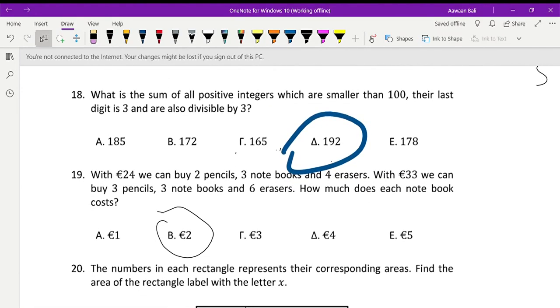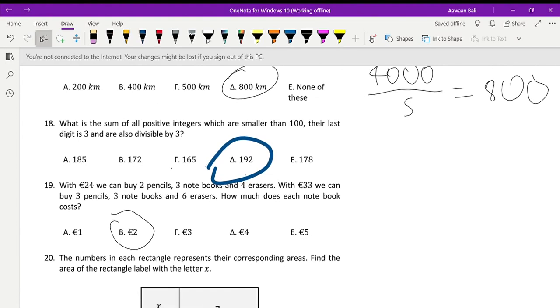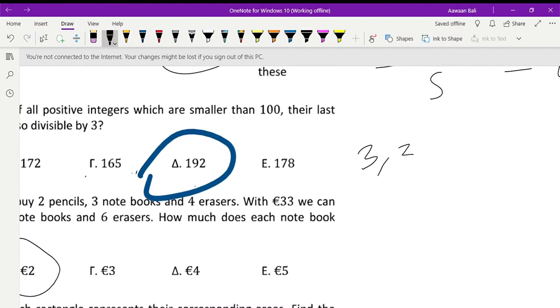Now, question number 18. What is the sum of all positive integers which are smaller than 100? Their last digit is 3 and they are also divisible by 3. So this is 3. 3 itself is only 1 digit, and its last digit is 3, and it's divisible by 3. Then you have 33, 63, and 93.